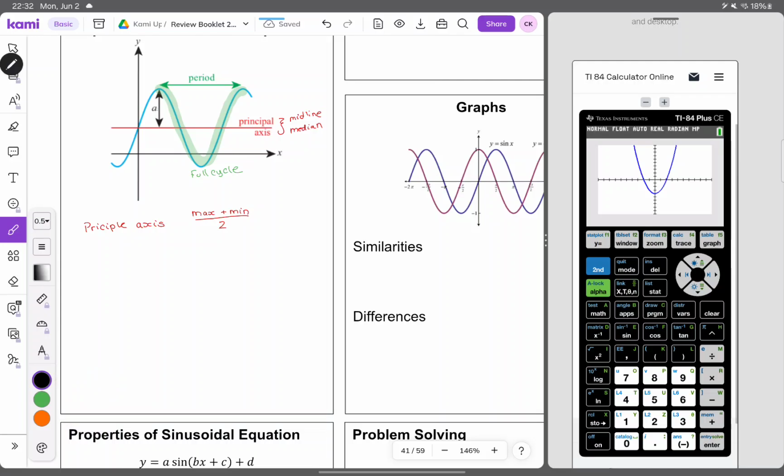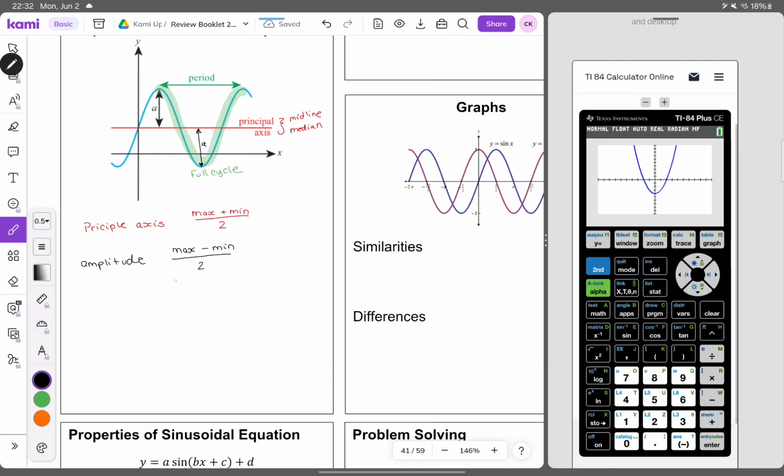Then we have A. A is our amplitude. And the amplitude is from our principal axis, our midline, to our highest point. And it's also the same as to our lowest point, because that midline is in the middle. So if I go from the middle to the highest point or the middle to the lowest point, it should be the same value. And we can find the amplitude by going max minus min divided by 2.